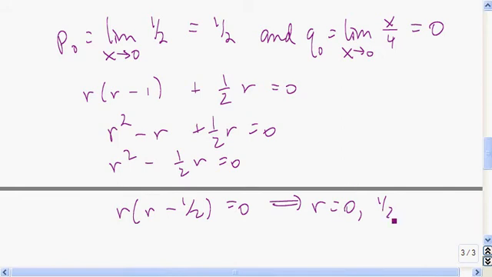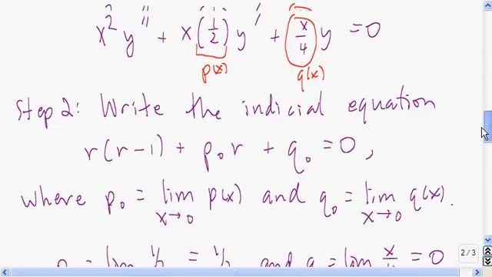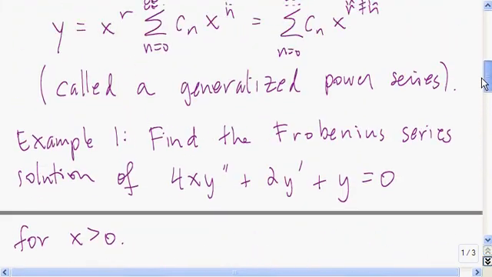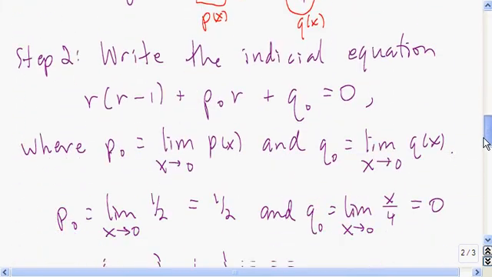All right, so each of these we'll apply one at a time, and each of these is going to give us our two linearly independent solutions to our differential equation, and therefore we'll get the general solution from that. So let's start by using the value of r equals 0. So then our generalized power series took this form, the sum from 0 to infinity of c sub n x to the r plus n. So if r is equal to 0, this simply becomes n, and it's actually just a regular old power series.